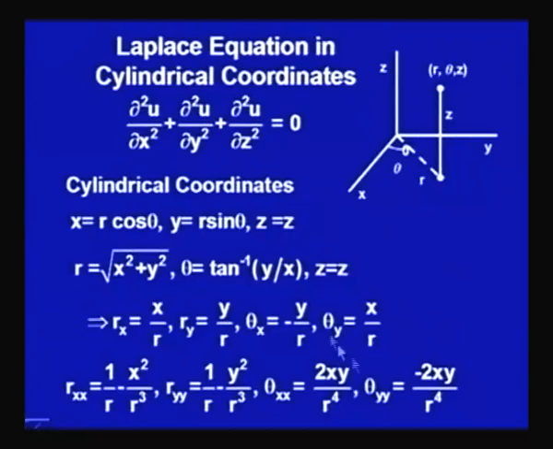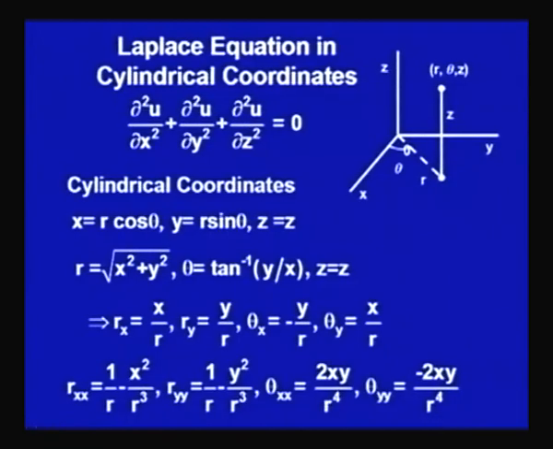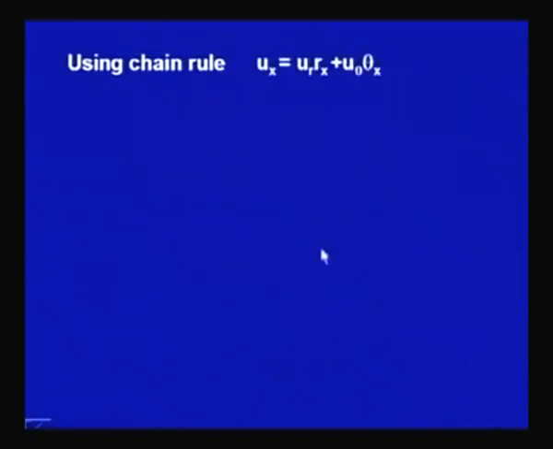In similar manner, theta y is equal to minus 2xy upon r to the power 4. So, now we will find out the derivatives with respect to x and y, change it to the derivative with respect to r and theta using the chain rule. We do know that u_x can be written as u_r into r_x plus u_theta into theta_x.